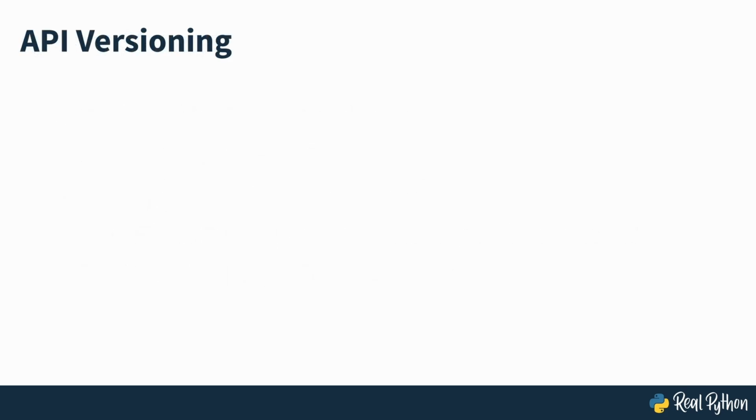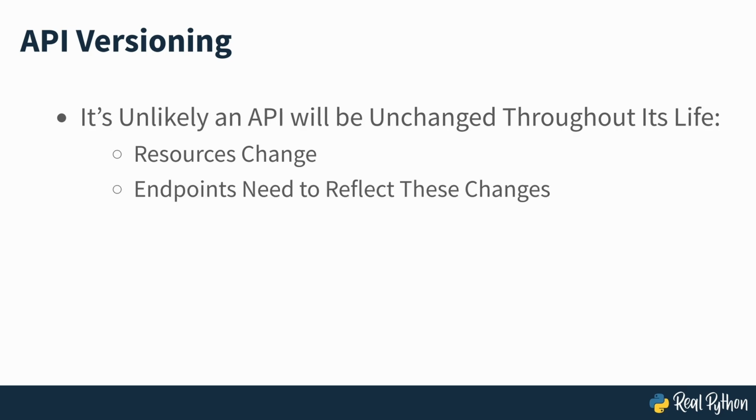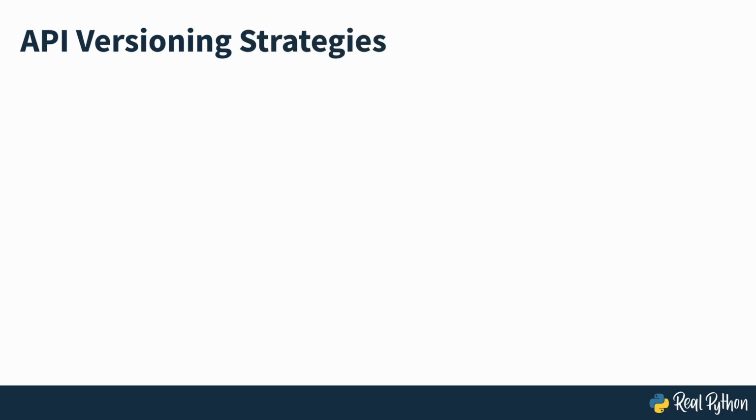It's very unlikely that your REST API will stay the same throughout the life of your web service. Resources will change, and you'll need to update your endpoints to reflect these changes. This is where API versioning comes in. API versioning allows you to modify your API without fear of breaking existing integrations. There's a wide range of versioning strategies. Selecting the right option depends on the requirements of your API.